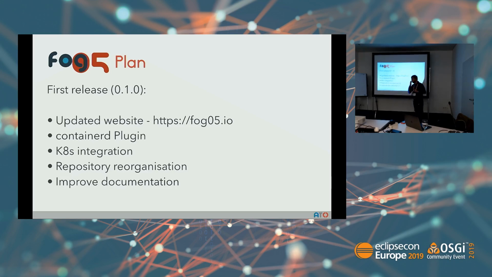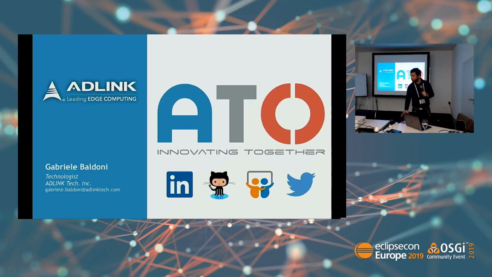Then we are going through a repository reorganization. We already asked the master of the Eclipse to create our own organization in order to have different repositories, to also facilitate the testing and the deployment. And we are working on improving the documentation, which is something that for open source projects, we usually do a lot of stuff and then the documentation is just at the end. Okay, I think that's all.